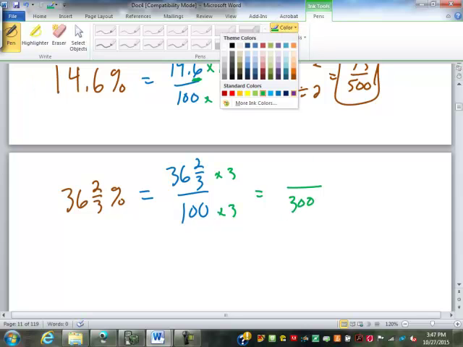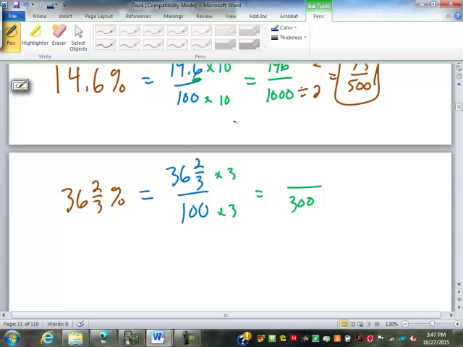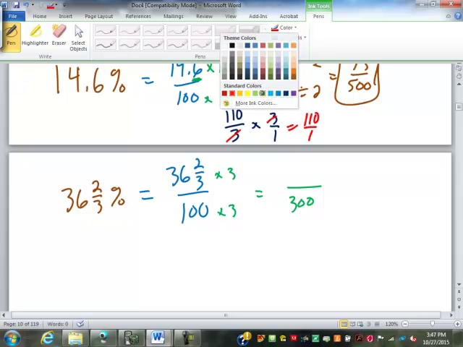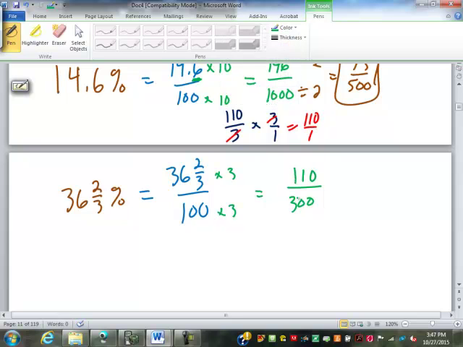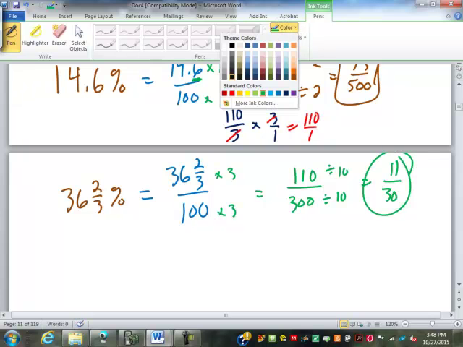On top, 36 2/3 times 3, we're going to have to do 36 times 3, which is 108, plus 2 is 110. So that's 110 over 3, changed into an improper fraction, times 3, well, that's going to become 3 over 1, isn't it? Now you're going to cross cancel the 3's to get 110 over 1, which is, of course, 110. So 36 2/3 over 100 becomes 110 over 300. And what can I do with that? I can divide both of those by 10, because they're both ending 0. Give me 11/30. So 36 2/3% is the same as 11 out of 30.